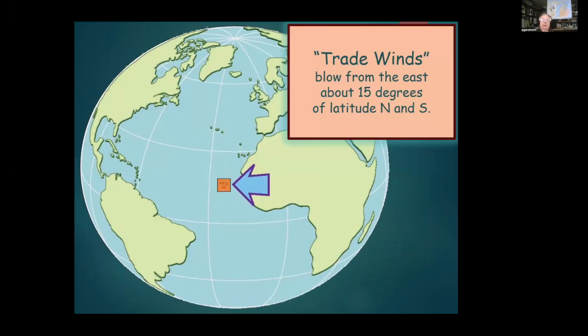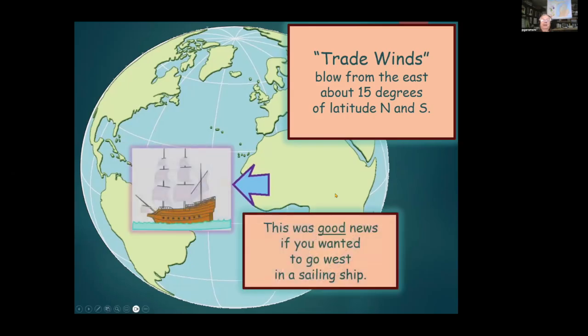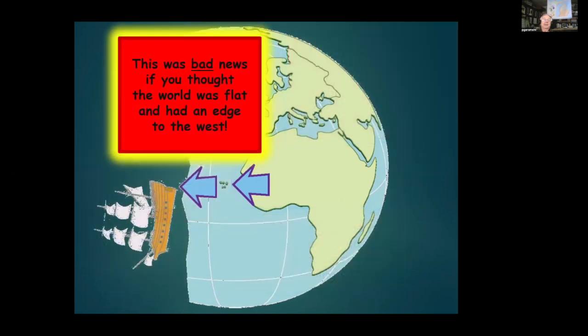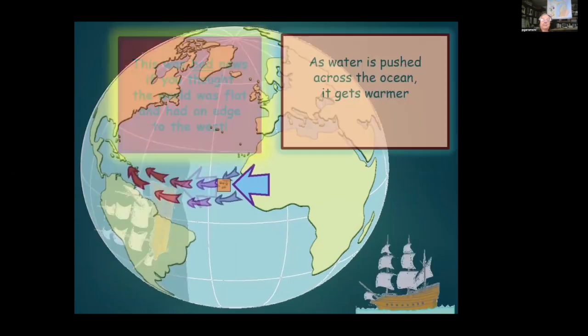It talks a little bit about Columbus going down to the Canary Islands and measuring the wind there before he made his trip, and finding out that they blow from the east about 95% of the time. This was actually great news if you want to go west in a sailing ship. It's terrible news if you think the earth is flat and there's an edge out on the west and you're going to get pushed over it.